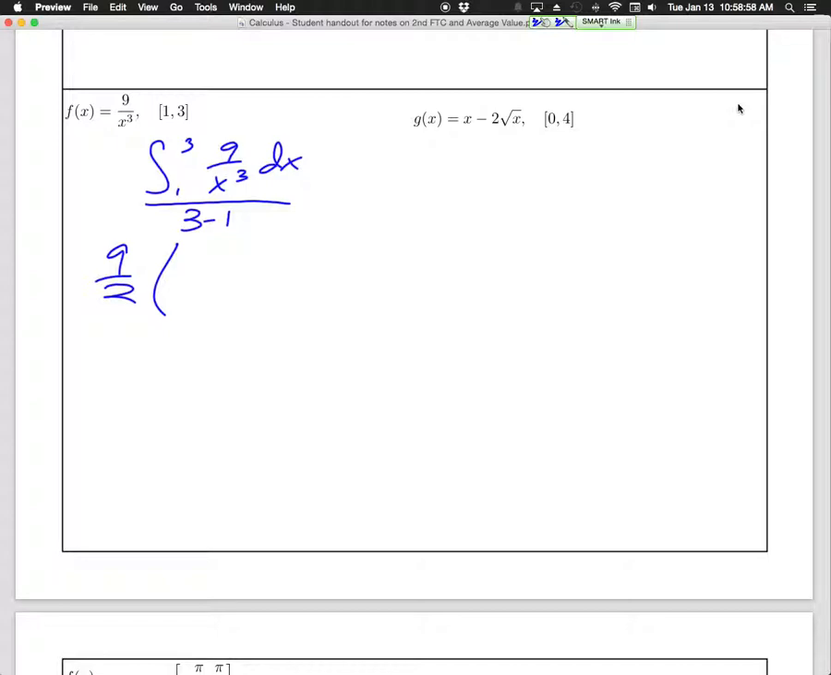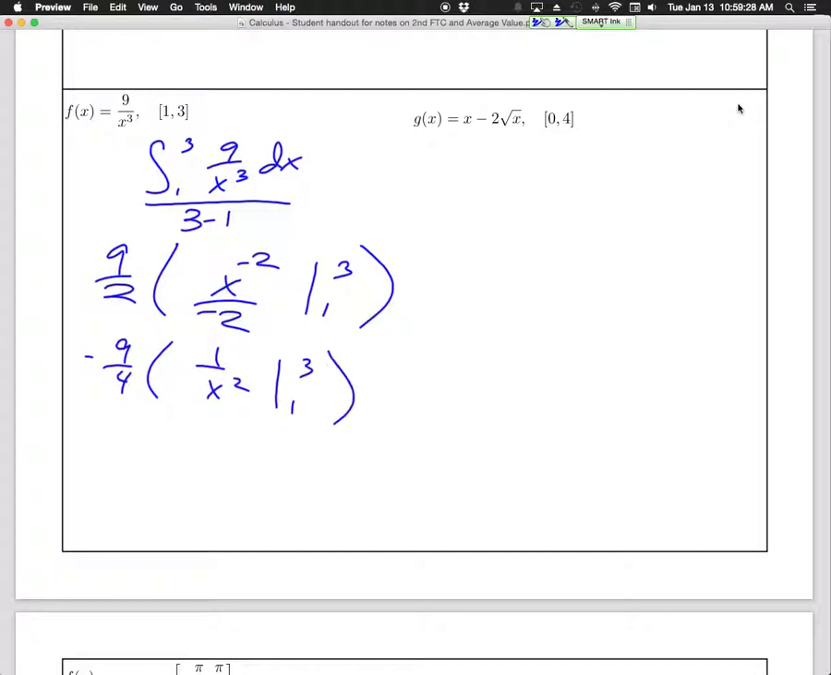So really the only thing I'm integrating is what? 1 over x cubed, which is the same thing as x to the negative 3. So if I integrate x to the negative 3, I get x to the negative 2 over negative 2 from 1 to 3. So I have some more coefficients that I can pull out. So now I can do a negative 9 over 4 out front. And when I plug in, I only have to plug into 1 over x squared.